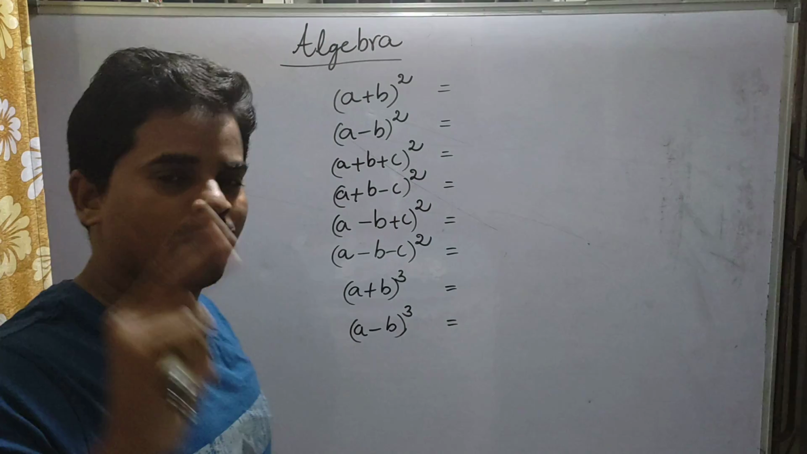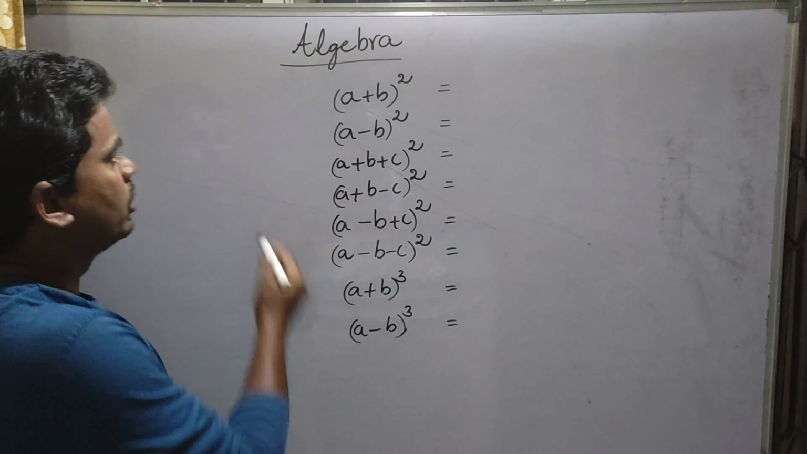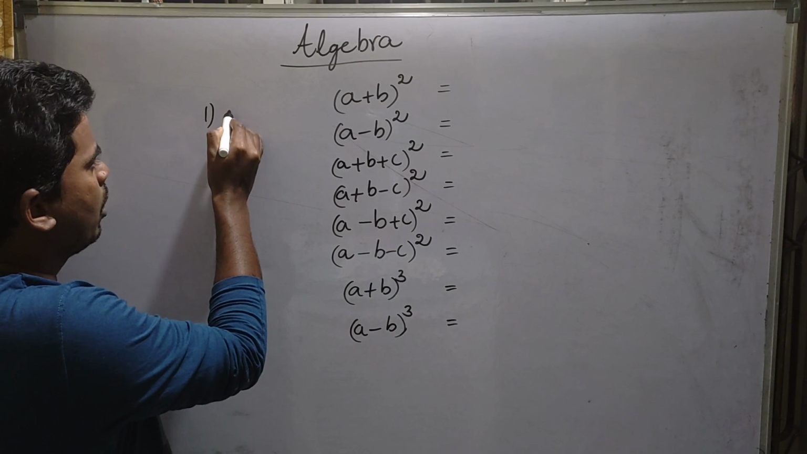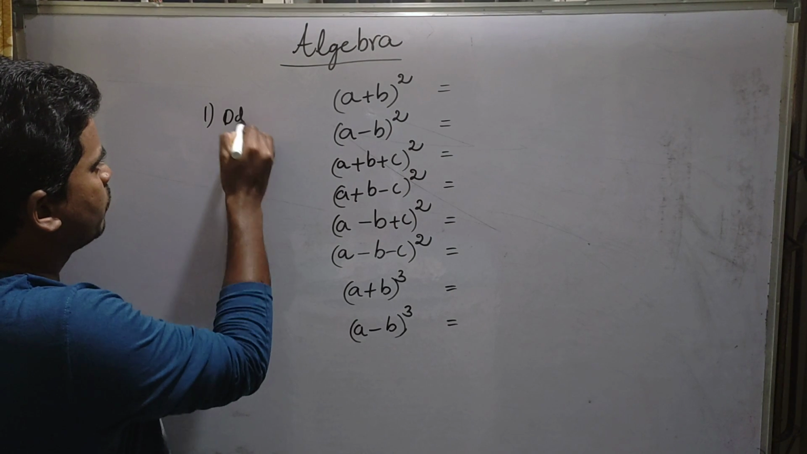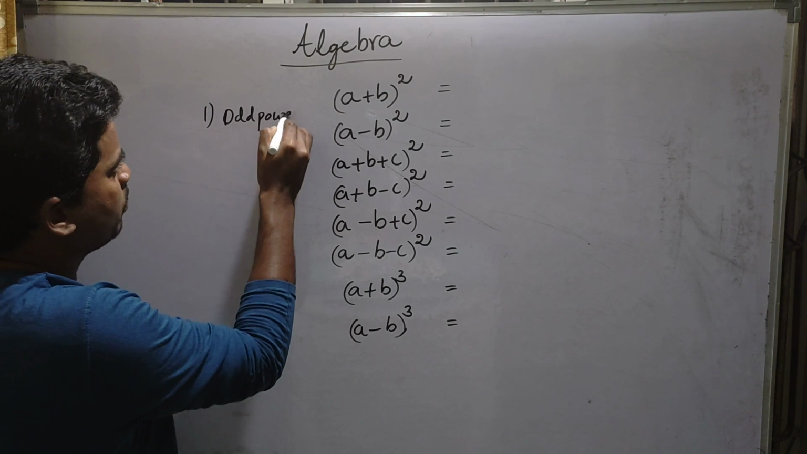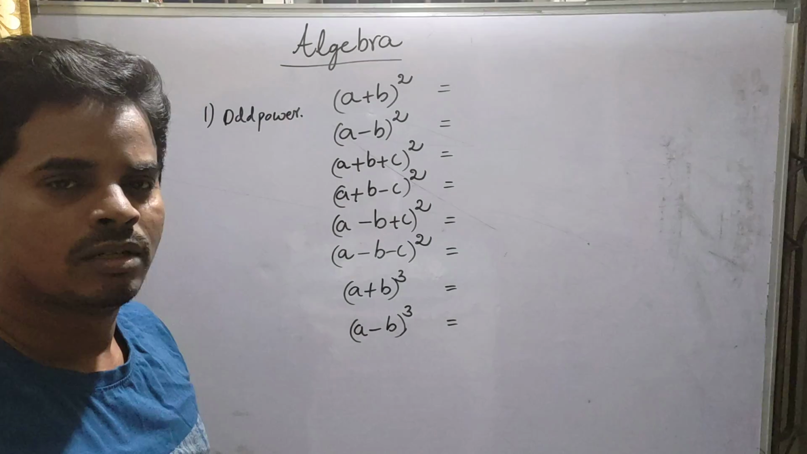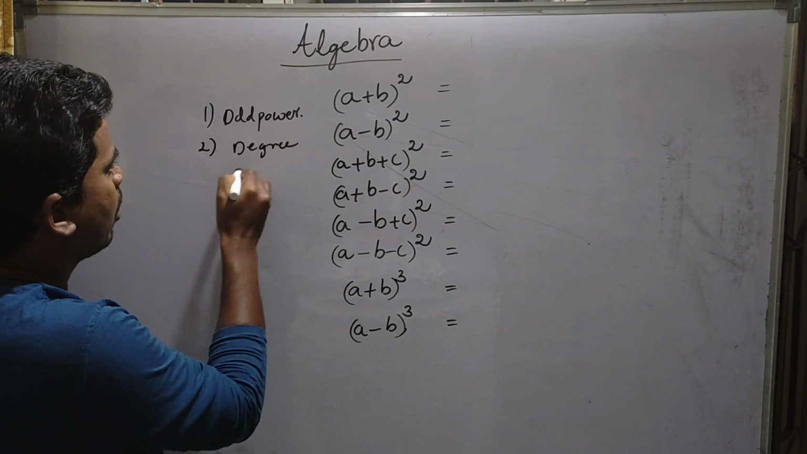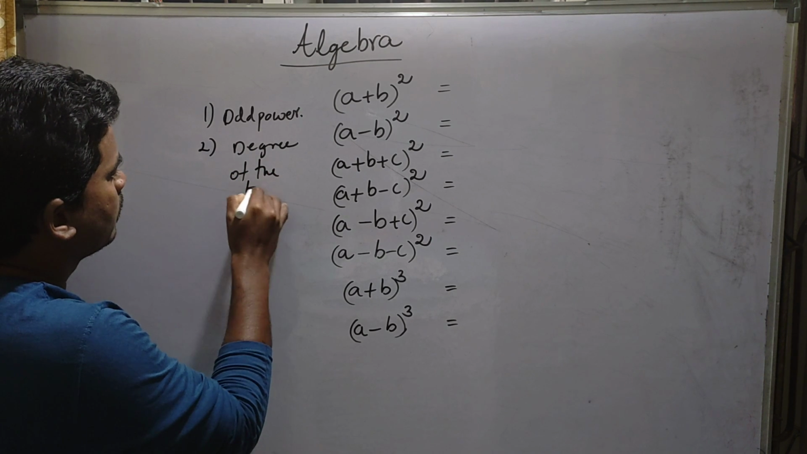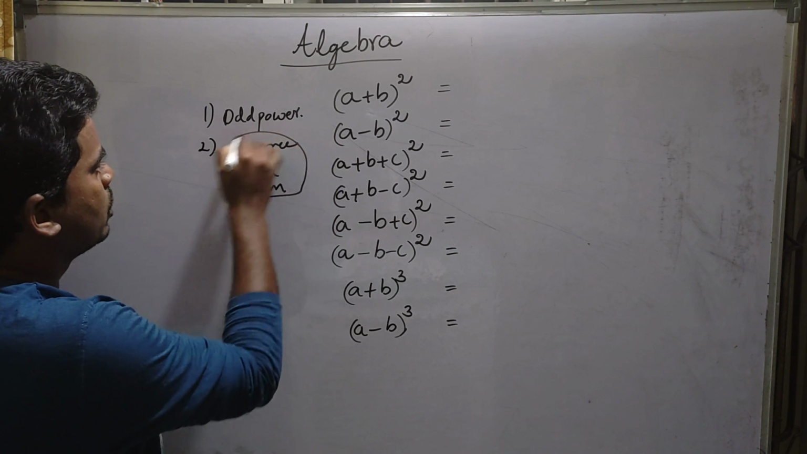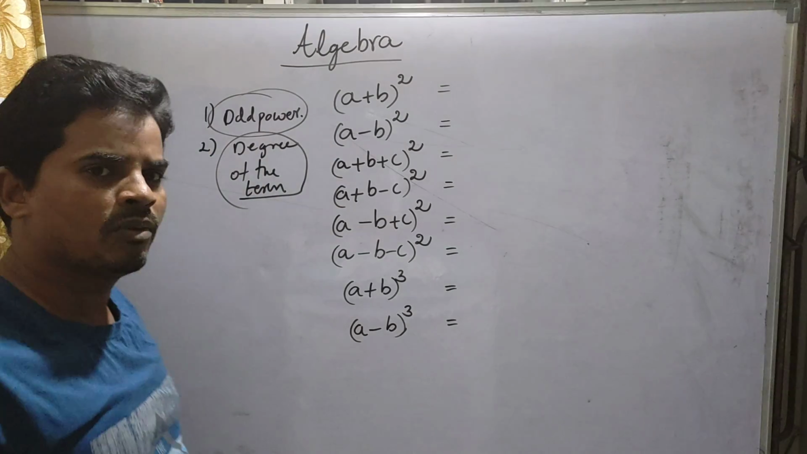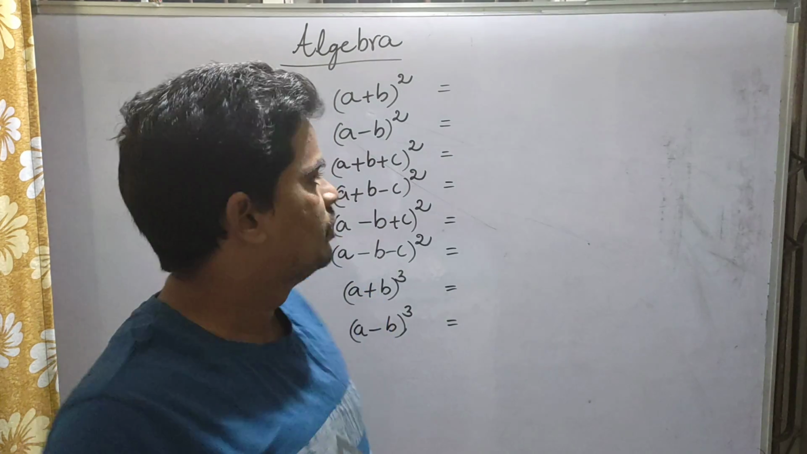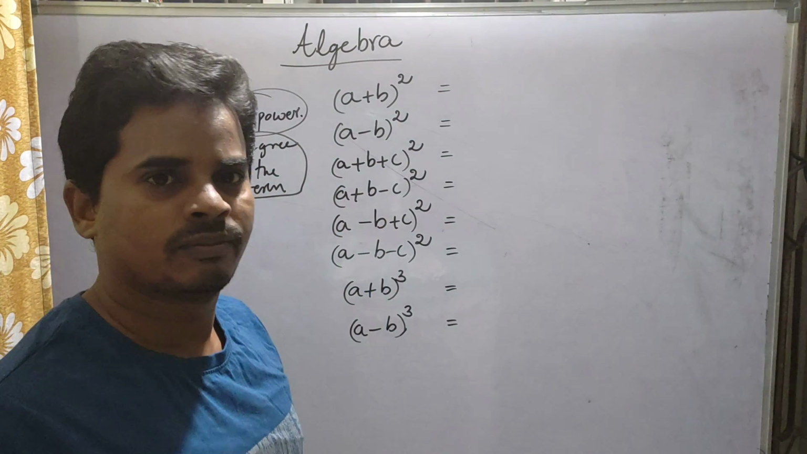Here two things we have to remember, children. The first thing is odd power. We should remember the odd power. The second thing, we should remember the degree of the term. So these two things, odd power and degree of the term, we have to remember. Then we don't get confused, children.